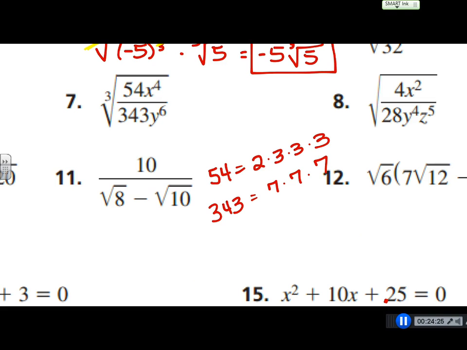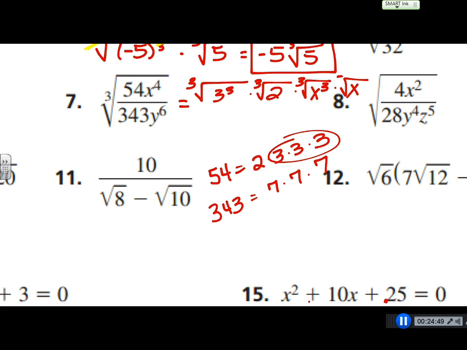So, I'm going to break this apart. Cubed root of, do you guys see my pair of 3s? Okay, so I'm going to use that 3 cubed, but that's not all. Don't I also have a cubed root of 2? What am I going to do with x to the 4th? Simplify. I'm going to separate x cubed and then a separate x, right? Then the cubed root of 343 is the cubed root of 7 cubed, remember?